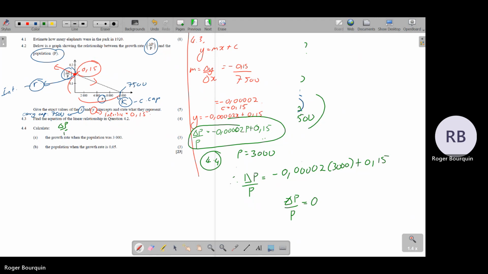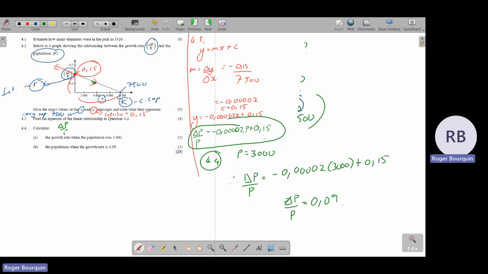Okay. Right. And last question. Well, let's have a look. So at 3,000, which is almost 0.1. Doesn't matter. Okay, the graph's probably not to scale.